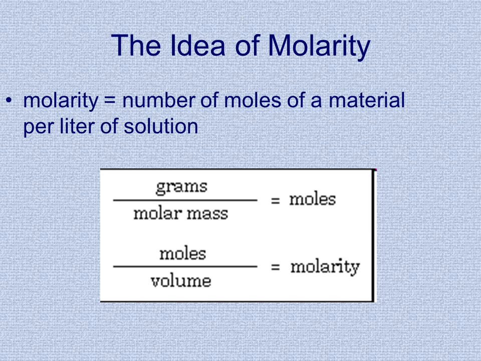So we have the idea of moles, not the little animal, but molarity is the number of moles of a material per liter of solution. Now we know how to calculate moles. The grams of material divided by the molar mass gives us the number of moles, or the number of 6.02 times 10 to the 23rd particles. Divide the moles by the volume, and that gives us the molarity.